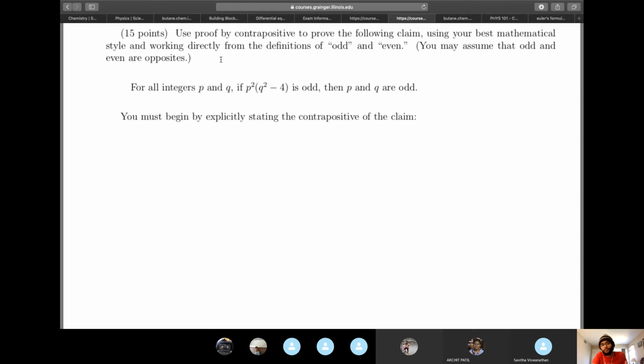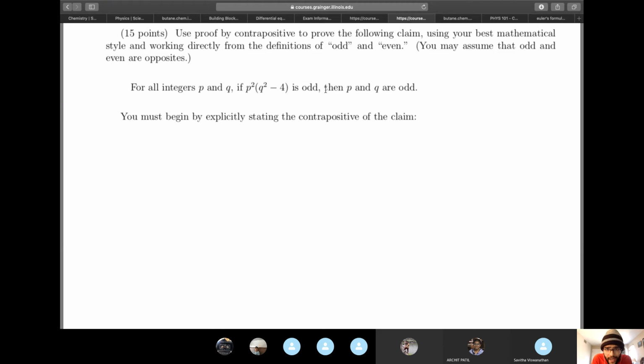Why have they said that you may assume that odd and even are opposites? Because if you assume something is the opposite of another thing, it has to be a valid assumption. I cannot say that a cat is the opposite of a dog. But because they have said that we can assume that odd and even are opposites, we can use that. Otherwise, we would have to prove why odd and even are opposites of each other. Opposites meaning if something is odd, it cannot be even, and if something is even, it cannot be odd. But luckily, they've said that we can make that assumption, which means we don't have to spend time proving that odd and even are opposite.